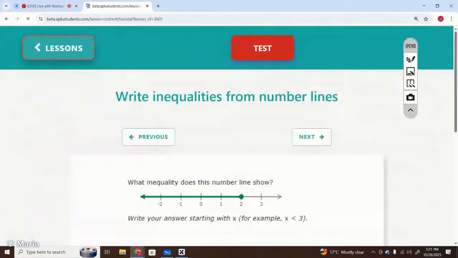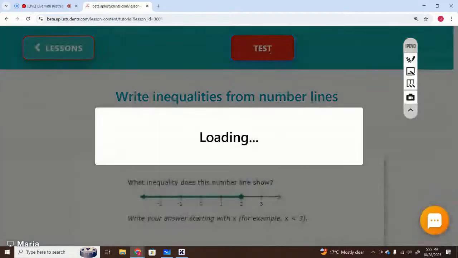The next lesson is write inequalities from number lines. So now we have to write the inequalities from the number lines. Okay, I'm going to start with the test questions.